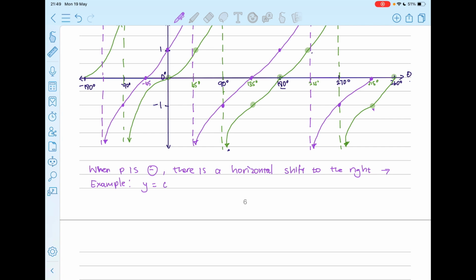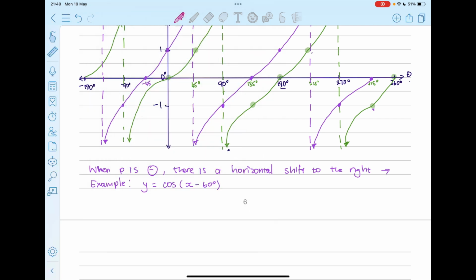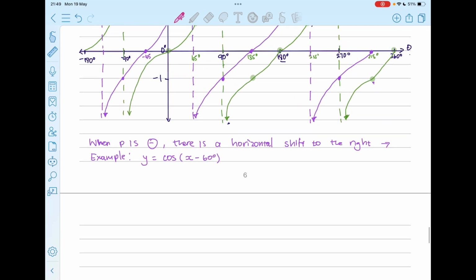If you have y equals cos of x minus 60 degrees, what this means is that the graph of cos x will be moved 60 degrees to the right.